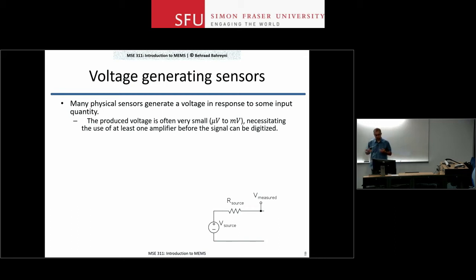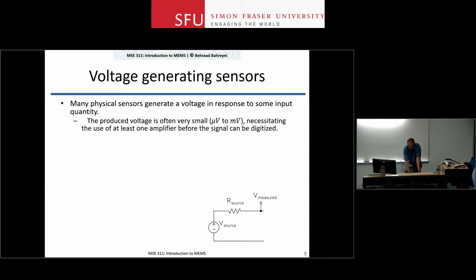So you're talking about microvolts or so. And that is in most cases too small to be used, let's say, by a microcomputer or for a display system or whatever. And you need to measure that voltage. And that measurement is usually done by a first stage amplifier. At the very least, you want to have a buffer. You don't want to affect the source.